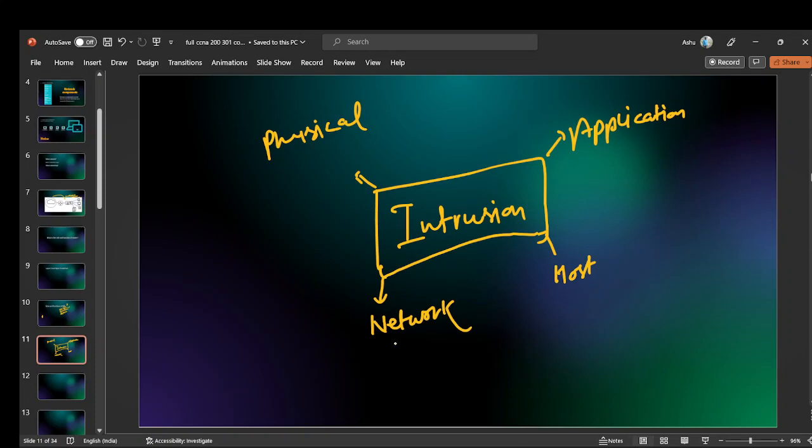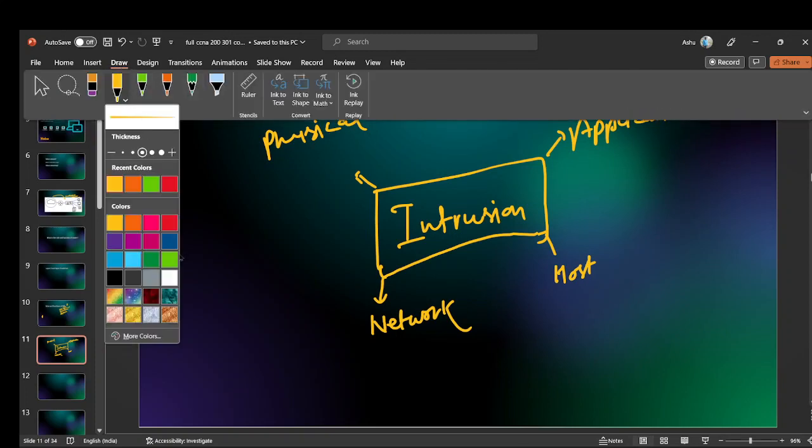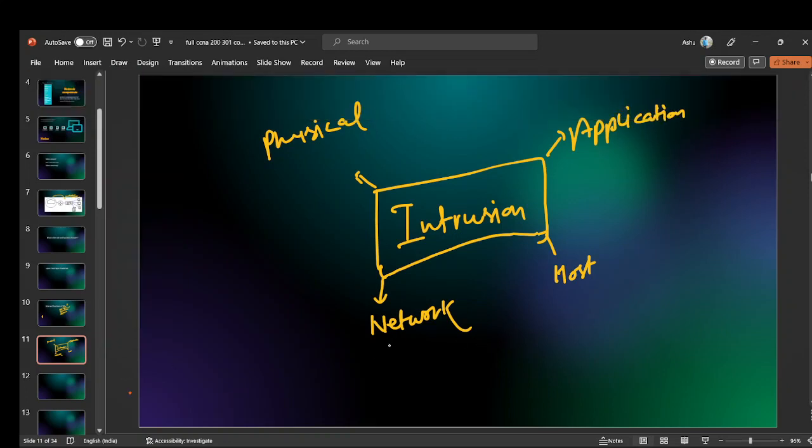Now, what is network intrusion? This involves unauthorized access to a network infrastructure. Clear? This involves unauthorized access to a network, because here we are talking about network. That means a big network, a small network, such as routers, switches, firewalls. Clear? These type of things come in this, with the intention of exploiting vulnerabilities and gaining control over the network.